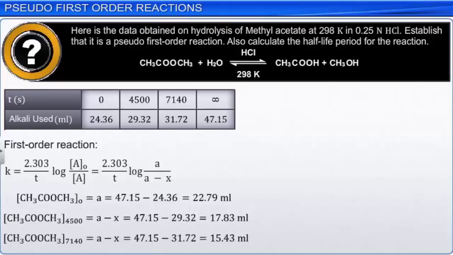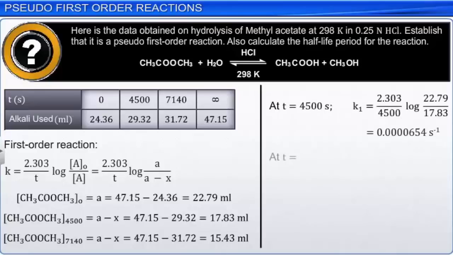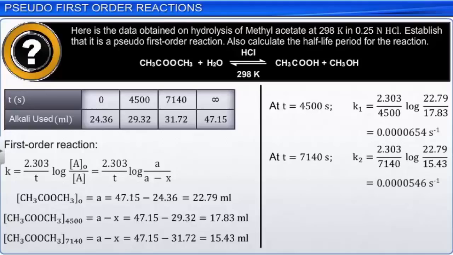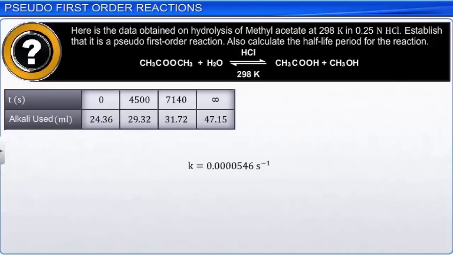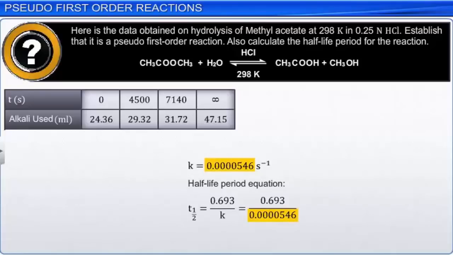Now substitute the values of a, a minus x, and t in the rate equation. On solving, we get the values of K fairly constant at the two different intervals of time. Hence, the reaction is of a pseudo-first order. In the next step, write the equation to calculate the half-life period. Substitute the value of K in the equation. On solving, we get t half as 12,692 seconds.